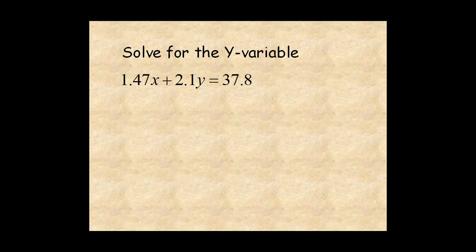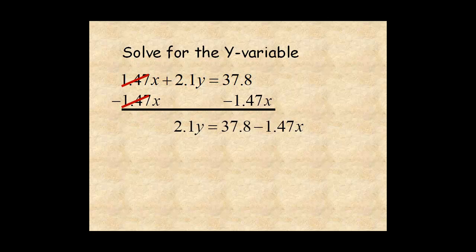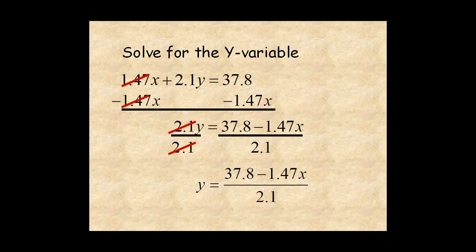The first thing to do is solve the equation for the y variable. You don't need slope-intercept form, just an expression for y. Subtract 1.47x from both sides. Then divide both sides by 2.1. And the expression is y equals (37.8 minus 1.47x) divided by 2.1.